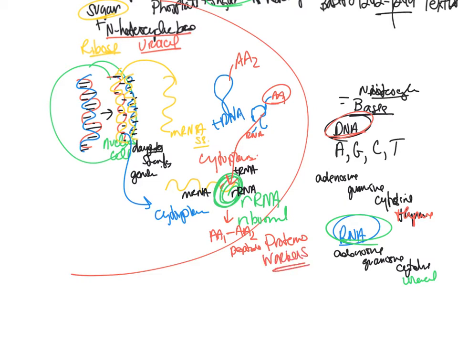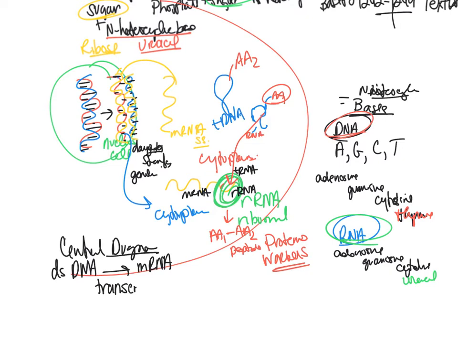These are the workers. So the central dogma of life is double-stranded DNA, then goes to messenger RNA. Okay, this is called transcription. Transcription, I believe. Always have to double check those.